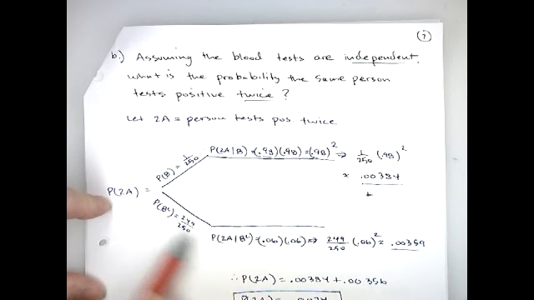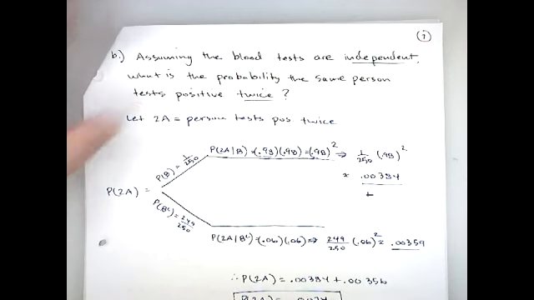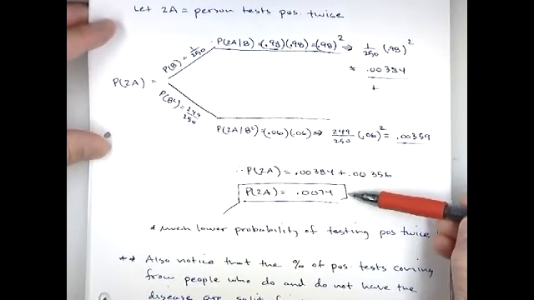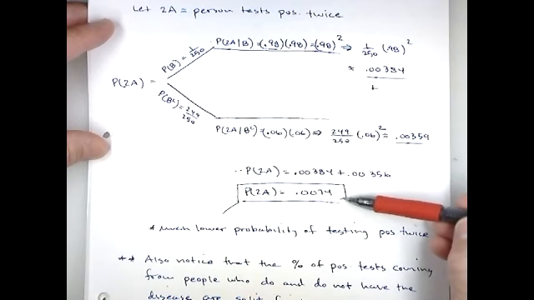Also include the people who don't have the disease, 249 out of 250. Positive test result given that they don't have the disease is 0.06 times 0.06, which gives me this decimal. So the probability that anybody tests positive twice on this test is very, very small, right? That's less than 1%.